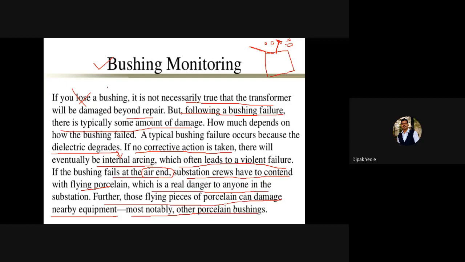So this is the main reason why the bushing is going to fail, because the dielectric degrades. And what happens after the dielectric degrades? Flying porcelain can be available, or the pieces of flying porcelain can damage the other equipment.